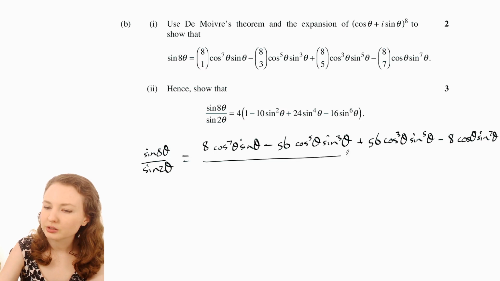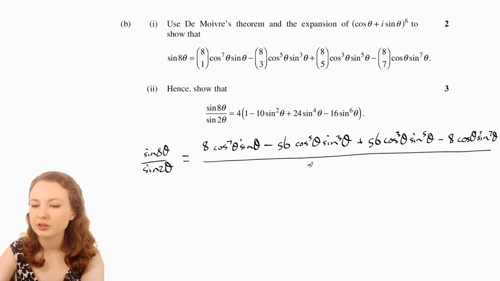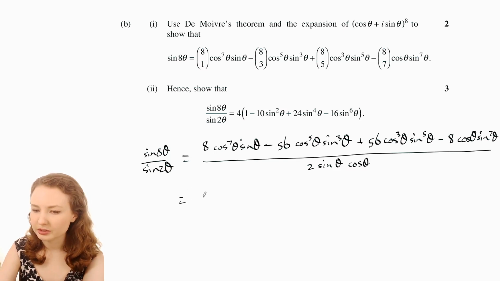And all of that is over sine 2 theta, which is 2 sine theta cos theta. Okay, let's simplify that. That divided by that is 4 cos to the 6 theta.